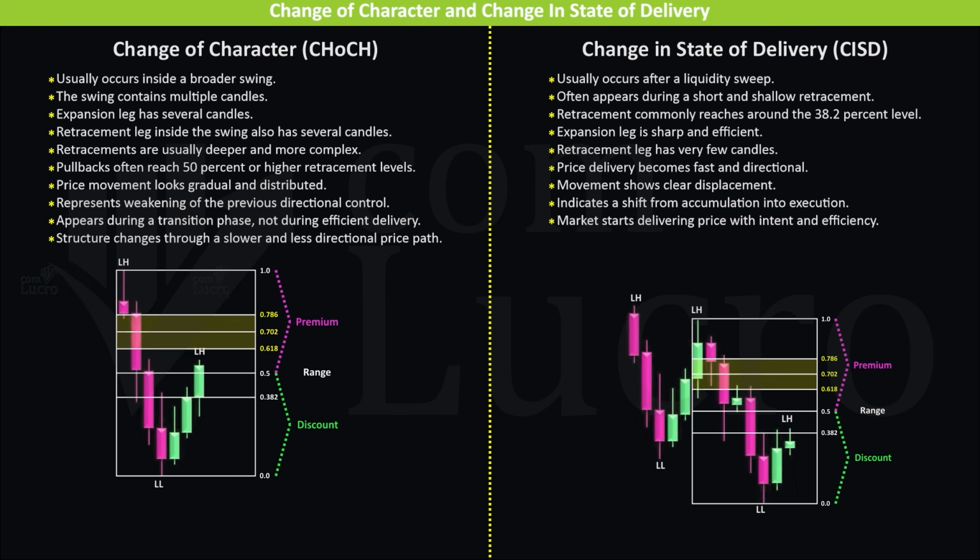The key role of the change of character is structure, not speed. It highlights that the prior directional bias is no longer dominant.